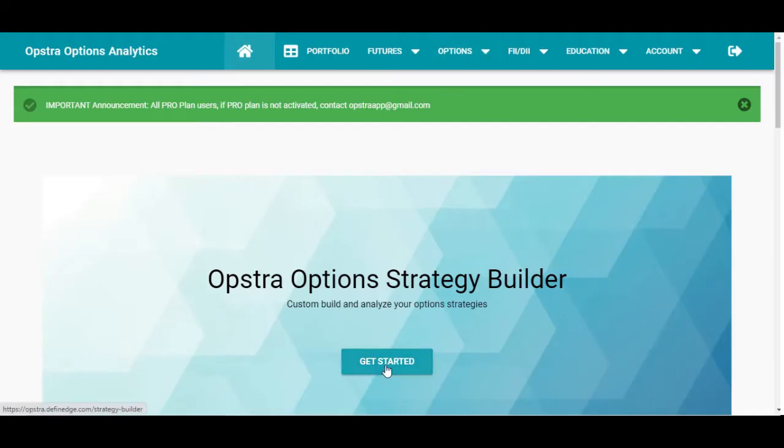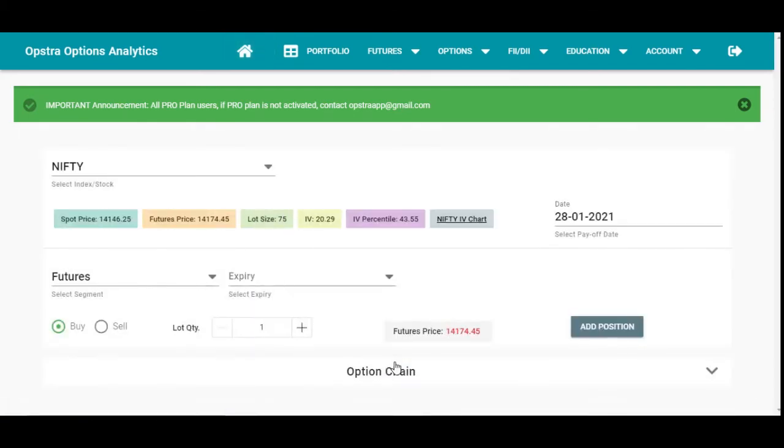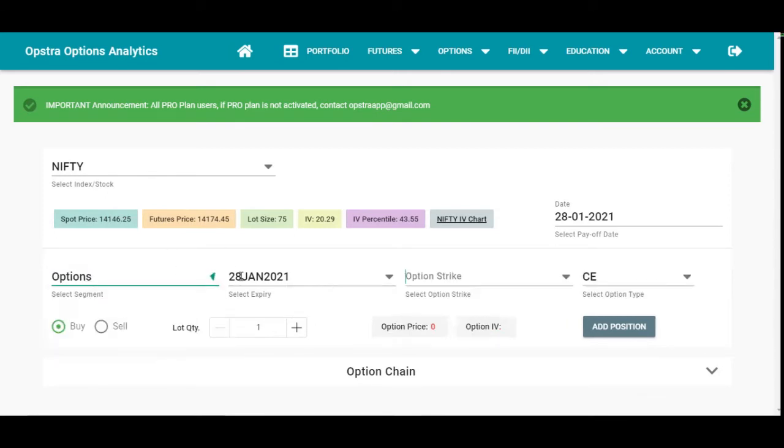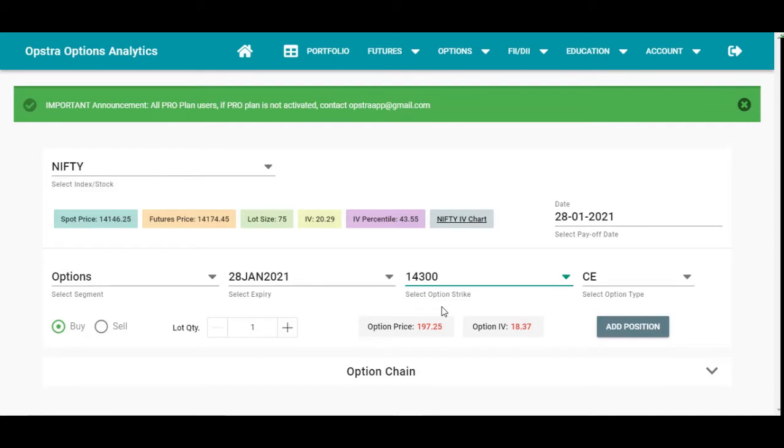Okay, so this is an Opstra screen, where you can sign up for free of cost using your mail ID, and you can look at the payoff graphs and all. I'll be choosing options, and the contract is 28. So we have seen the example. The trader is thinking that the market will move above 14,300 before this expiry, and it's trading at the price of 197.